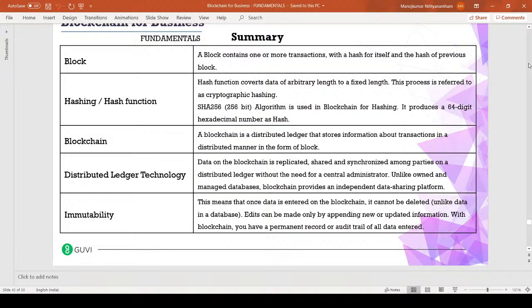Immutability. This means that data once entered on the blockchain cannot be deleted. It cannot be deleted, and edits can be made only by appending; you may also call it adding new or updated information. With blockchain, you have a permanent record or audit trail of all data that is entered. You not only see the new data, but you also see how the data changed over time, who changed the data, and why it was changed, all these reasons.